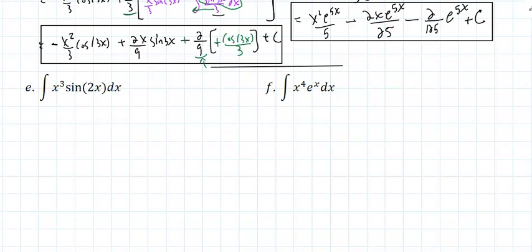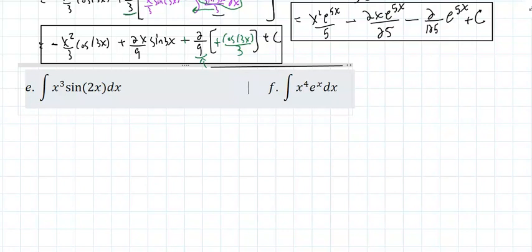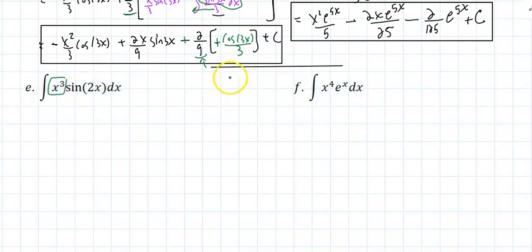Okay, if we get to the next problem, there are a couple of ways I could do this, and I'm going to show you a shortcut, but I want to make sure that you know how to do it without the shortcut, in case you've forgotten. So in this case, I already know how this is going to work. I'm going to have to use integration by parts 3 times. First attempt, I'm going to let u equal x cubed, and I'm going to take a derivative of that.